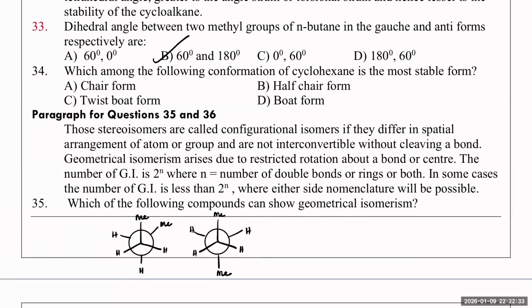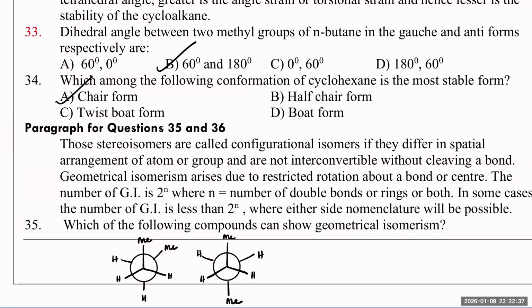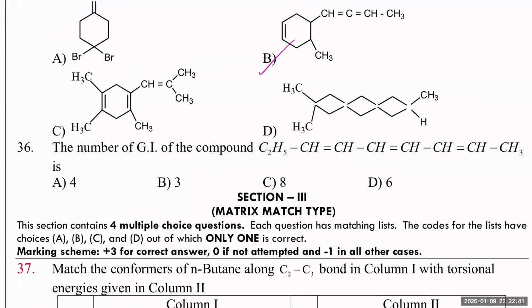Which among the following conformations of cyclohexane is the most stable form? Which one? Chair form. Come to the next question.